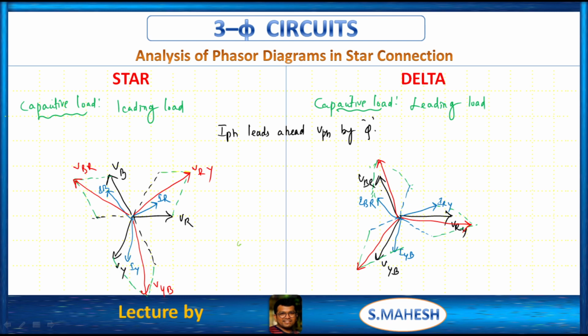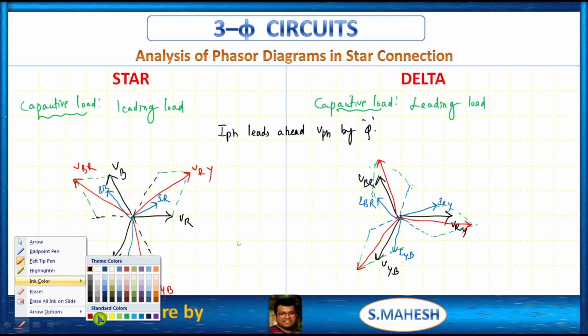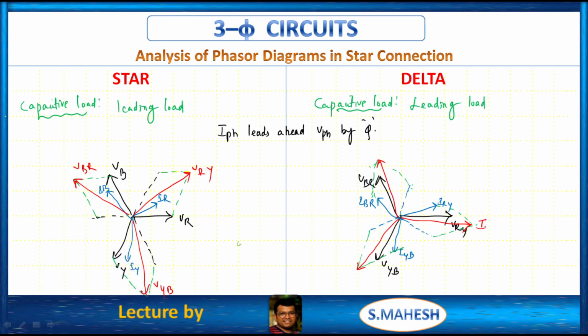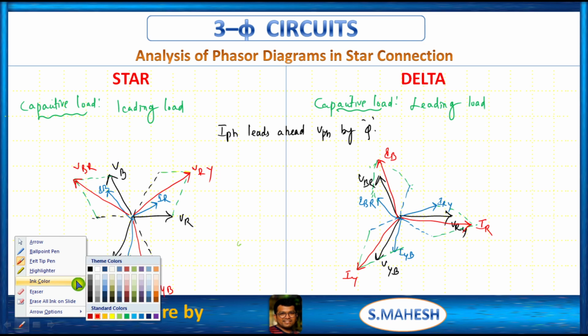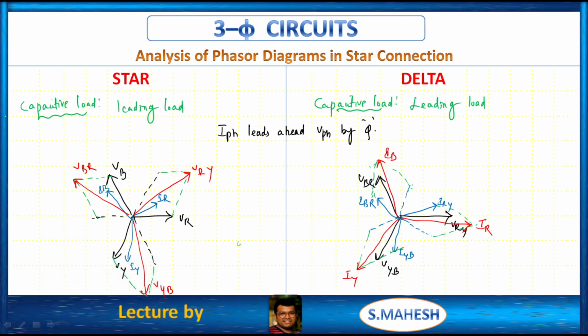This is VBR. Okay, now we have to write IR, IY, IB. Then what is the phase angle between different quantities? Always the phase angle between phase voltage and phase current is phi. Here also phase voltage is VRY and the phase current is phi. Clear?